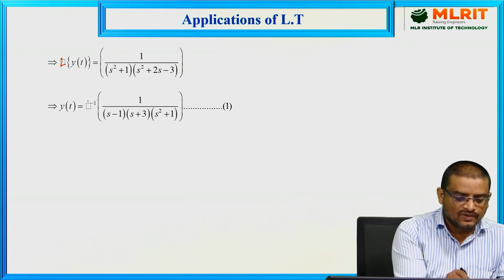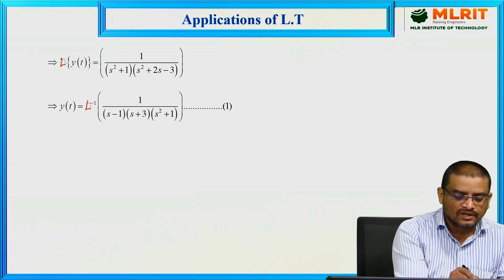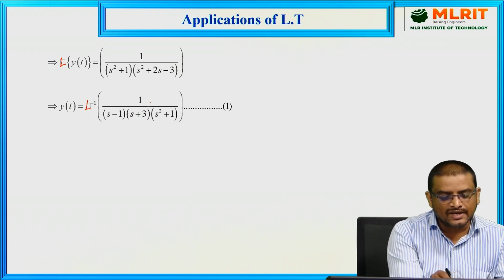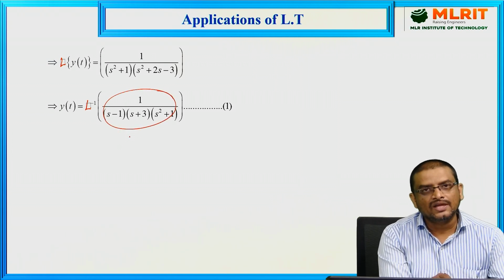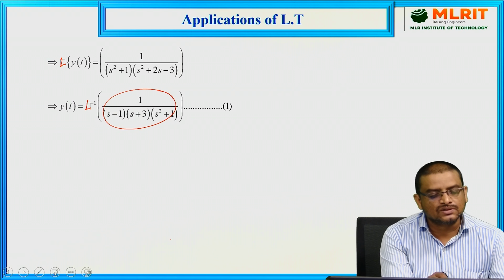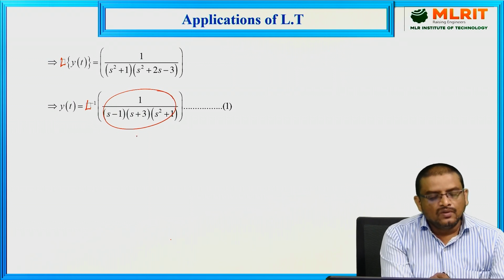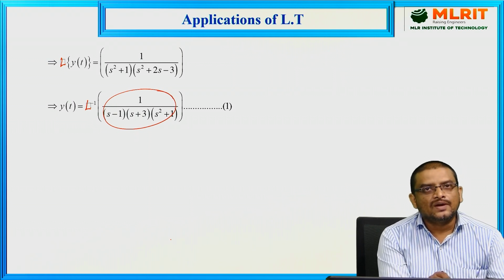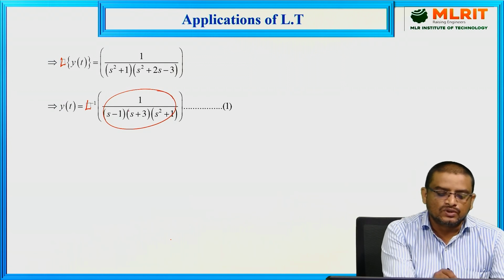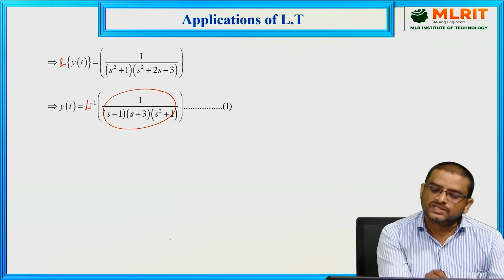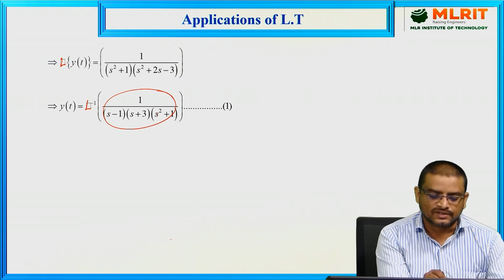So now if you want, you can send this L to this side. It becomes y of t is equal to L inverse of this. Now our task is to find the inverse Laplace transform for this. So whenever we want to find the inverse Laplace transform, we can take the help of partial fractions. If it is possible to split this function into partial fractions, we can go for that here.